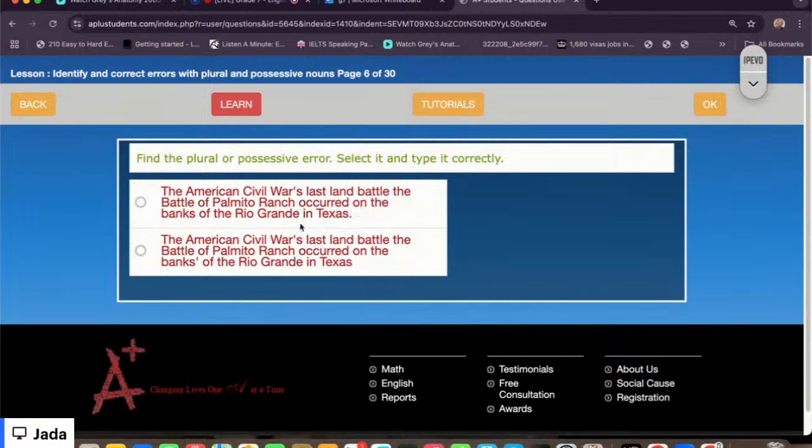Alright, so we have the American Civil War's last land battle, the Battle of Palmito Ranch, occurred on the banks of the Rio Grande in Texas. So, which is the correct one here?